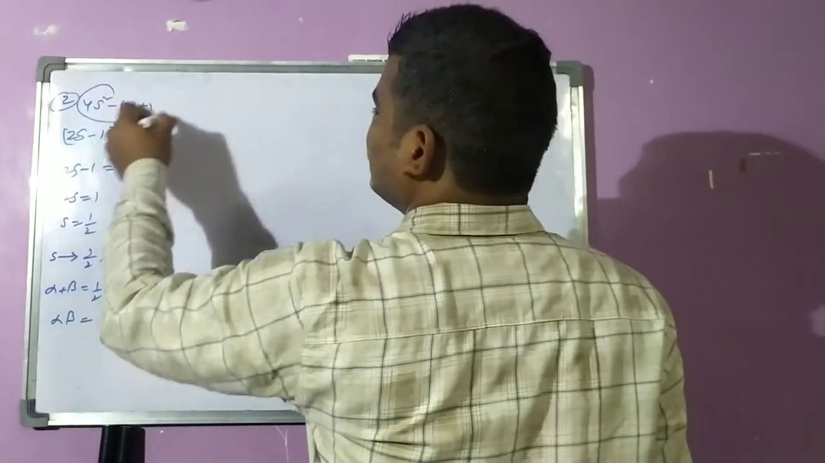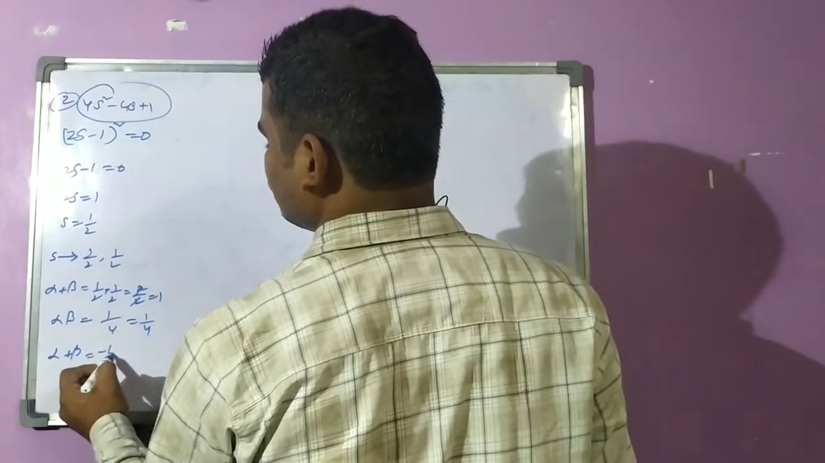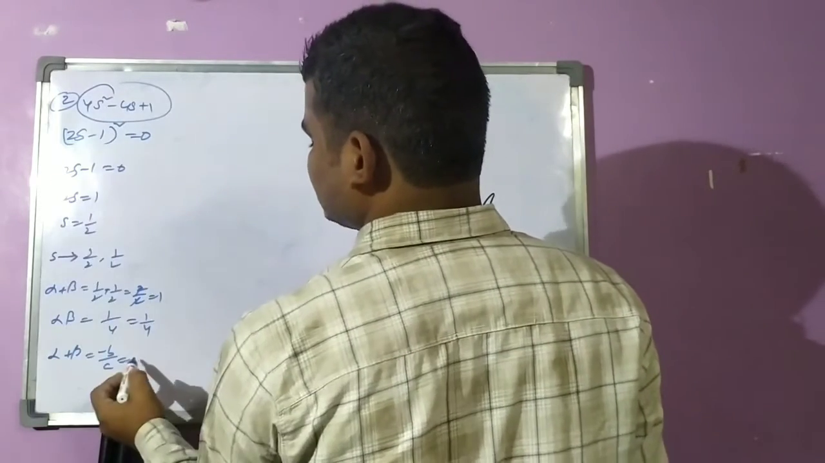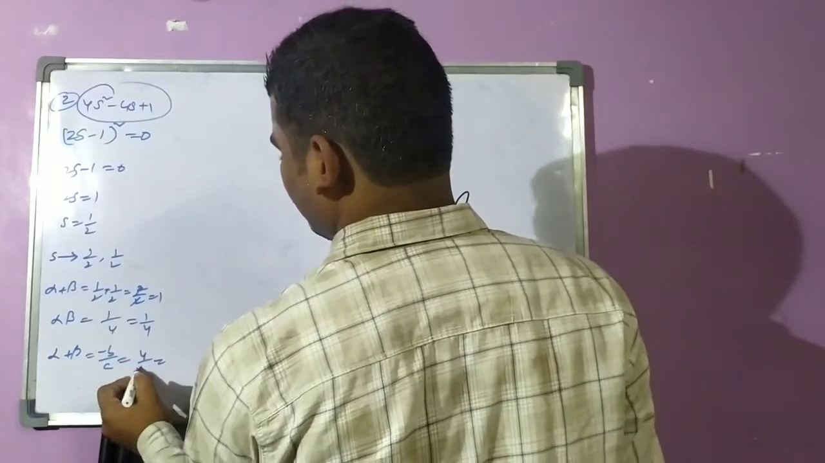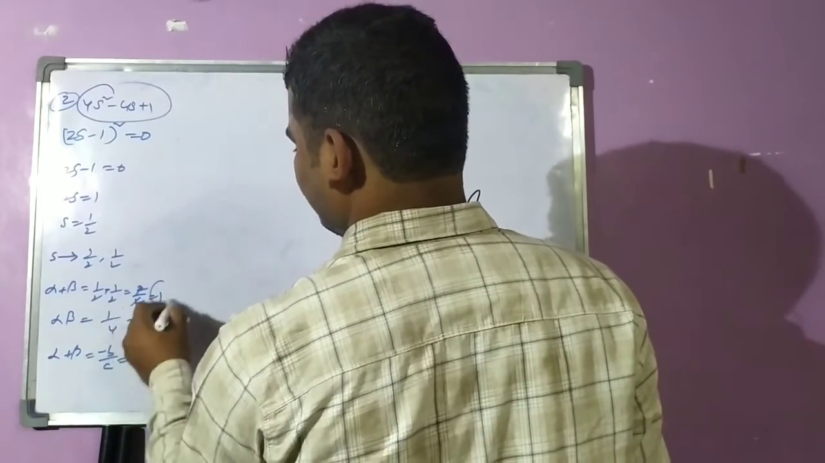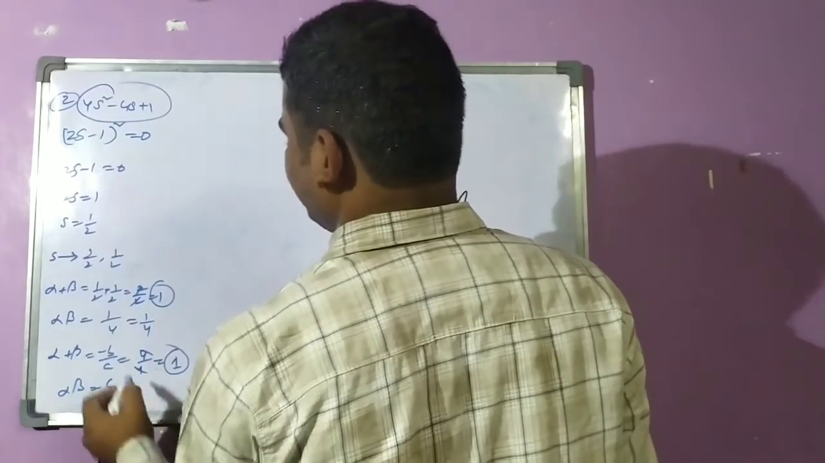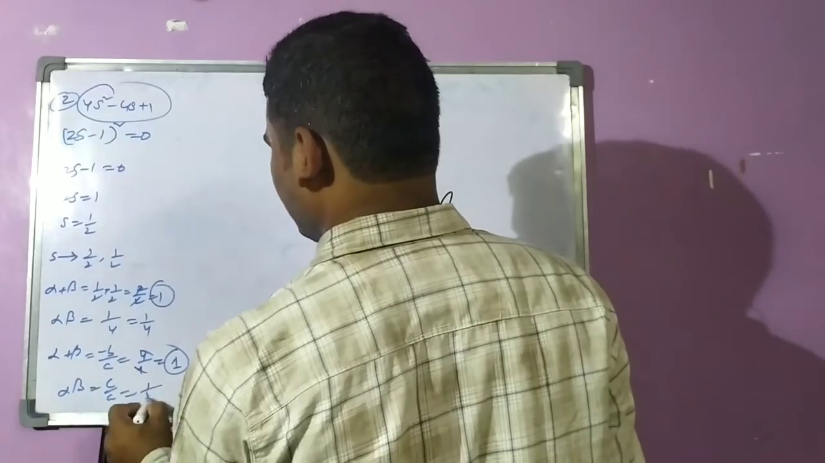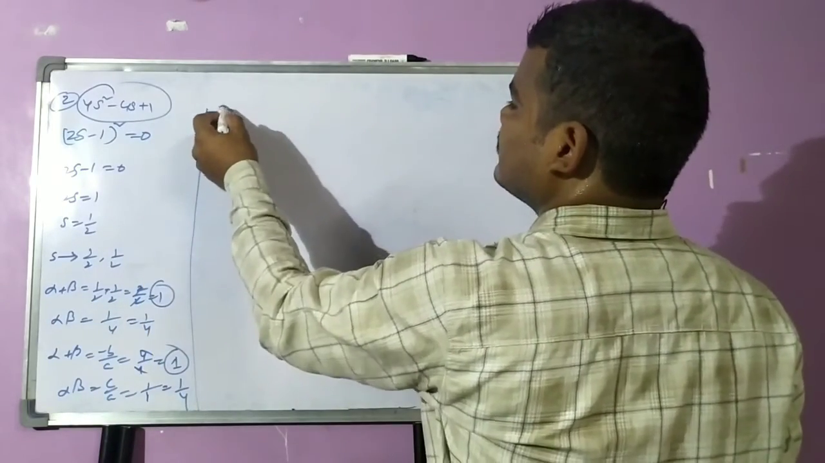According to this one, alpha plus beta is equal to minus b by a. Minus of minus 4 by 1, plus 4 by 4. 1 is verified. Next, alpha into beta is c by a. C value is 1, a value is 4, which gives 1 by 4. Next one. Third one.